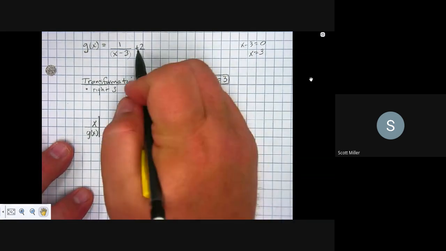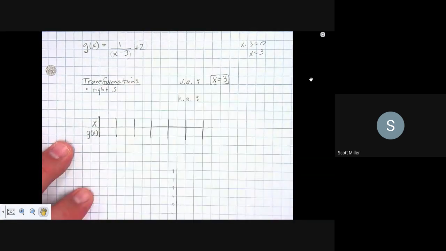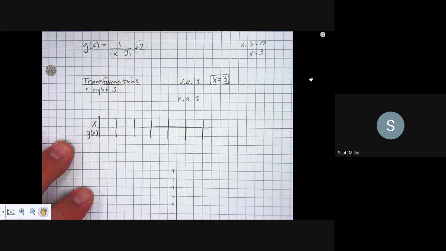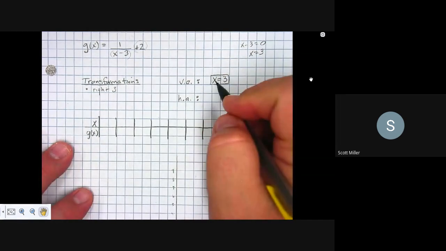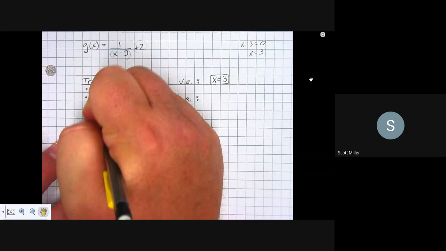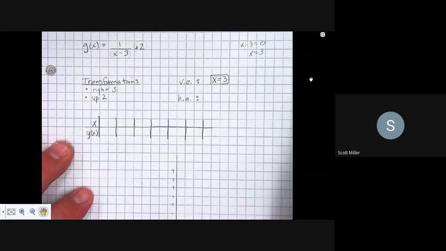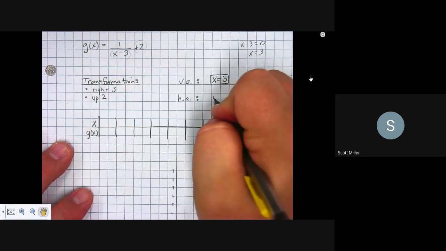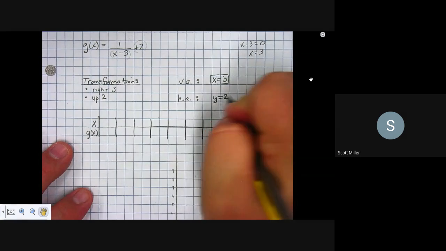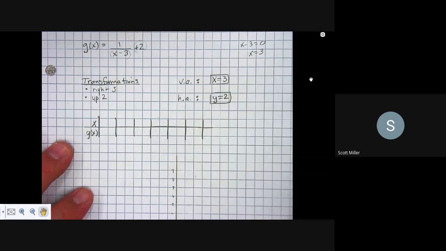The next thing is we'll look over here at our number being added or subtracted on the end. It is a +2. That means we're going to move it up 2. So this is up 2 units. And that number is also going to be my horizontal asymptote, y equals 2. Make sure you put it as an equation, y equals 2.